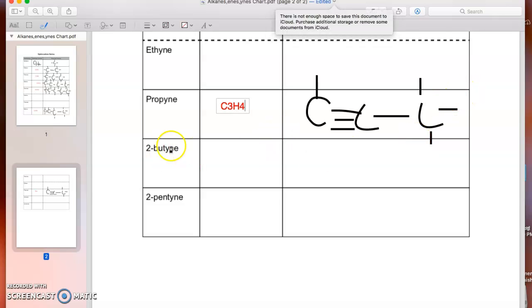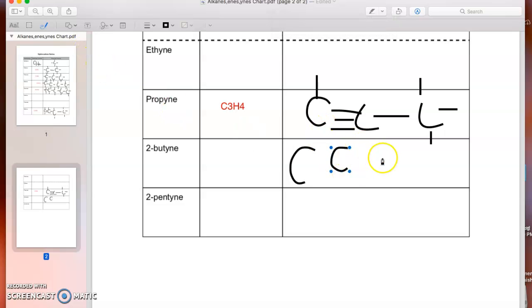All right. And then we have this 2-but one here. So first of all, but means 4. So let's draw 4 carbons to start. 1, 2, 3, 4. Okay. And what that 2 means is on the second carbon, that is where we are going to find our triple bond. So on the second carbon, we're going to have our triple bond. Okay, and then the rest are going to be single bonded like this.